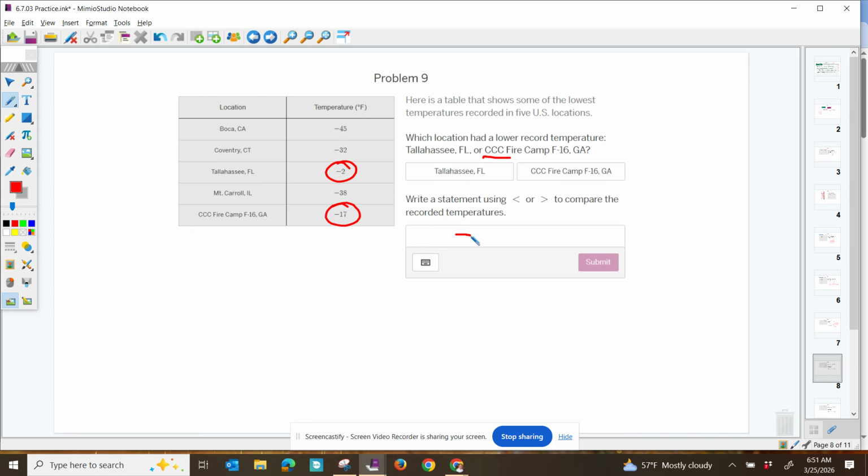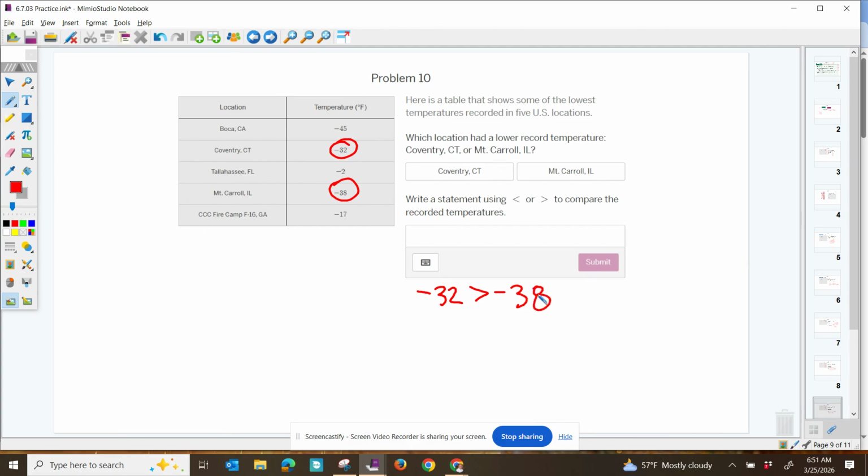I've got to write this in a statement. I could write -2 is greater than -17. But if you were looking at it number line wise, it would be -17 is less than -2. In each case, the alligator is going after the -2. -2 is bigger. Which is colder, Coventry, Connecticut or Mount Carroll, Illinois? We're looking at -32 versus -38. I have, again, -32 is greater than -38. But if I was to do it the way a number line looks, it would be -38 is less than -32.